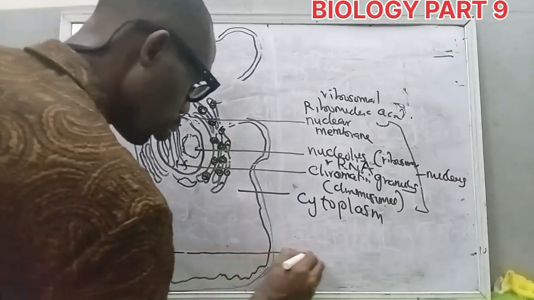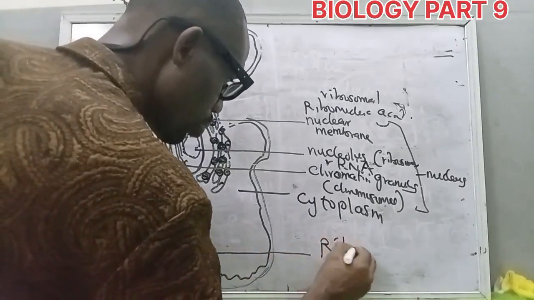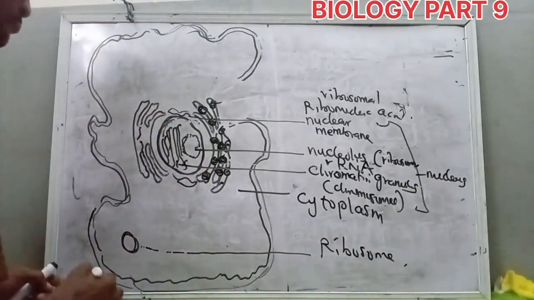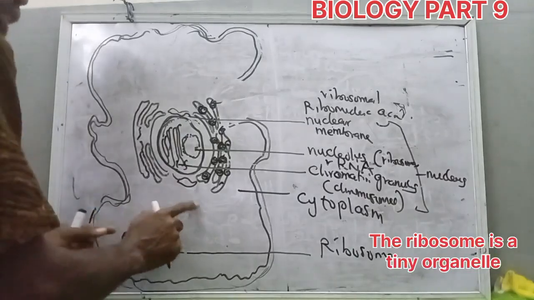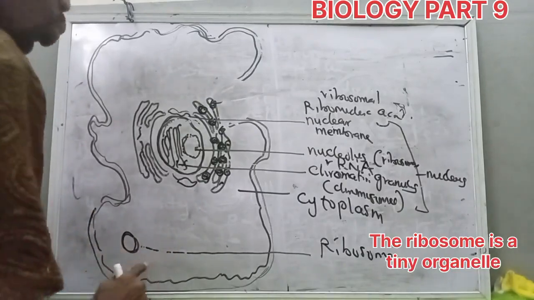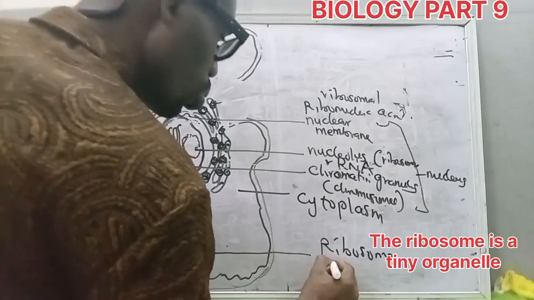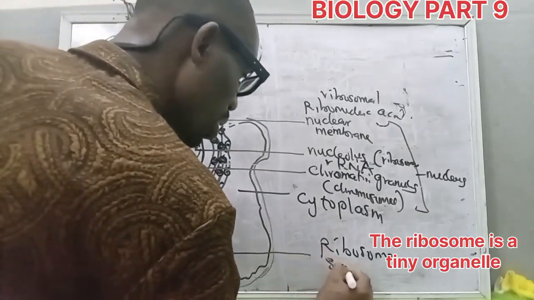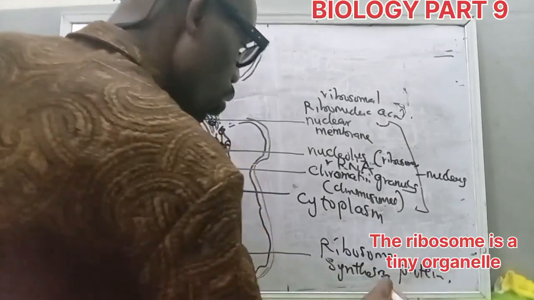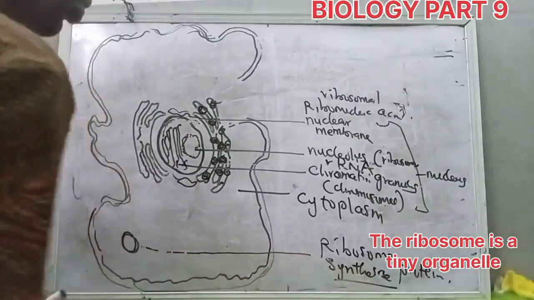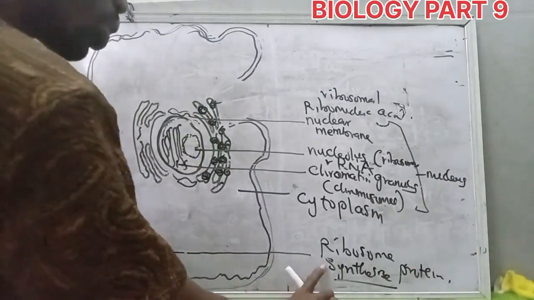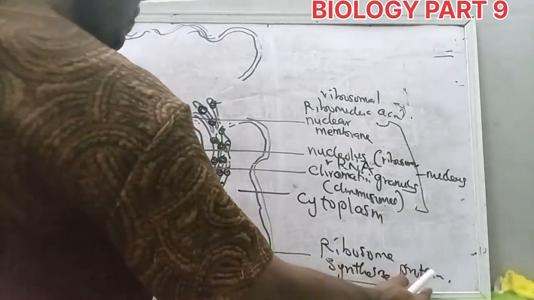So this is ribosome. It's a tiny granule. The very essence, the ribosome is a tiny granule that is found inside of the cytoplasm. The very function of the ribosome is to synthesize protein. Synthesize means to produce, to manufacture. That's the meaning. So this is the ribosome. Are you with me? Now, the ribosome is responsible for synthesizing protein.